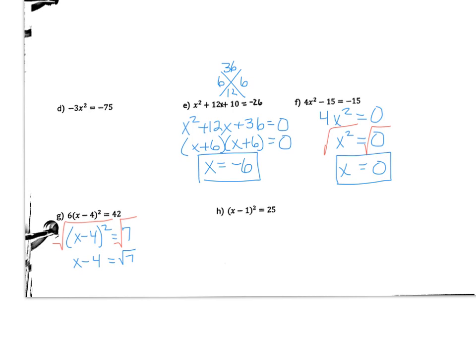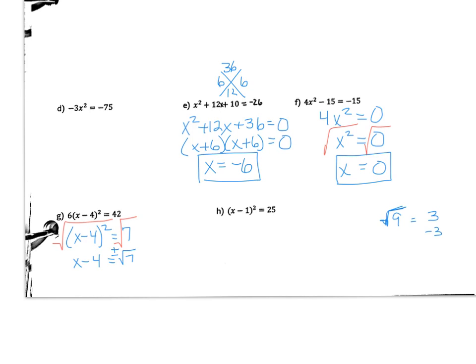Okay, so I just made the common mistake. The square root of 7 could be positive or negative. Because remember, when you take the square root of a number, like the square root of 9, when you actually physically take the square root of 9, you could get positive 3, or you could get negative 3, right? Because 3 times 3 is 9, and negative 3 times negative 3 is 9. So the square root of 7, I have to remember, could be positive or negative.